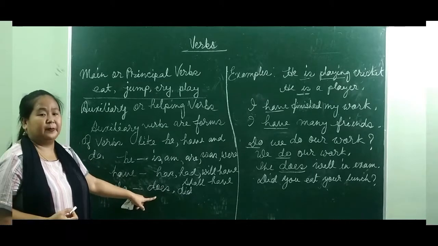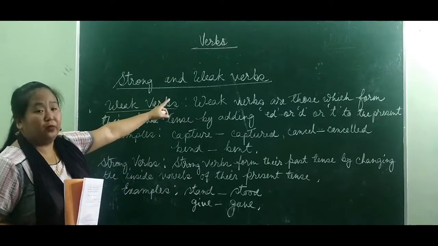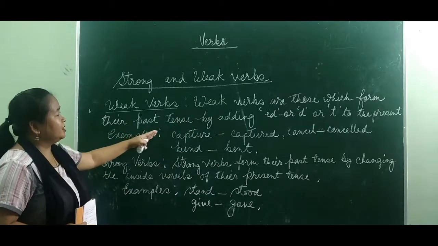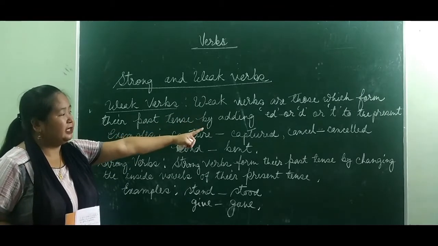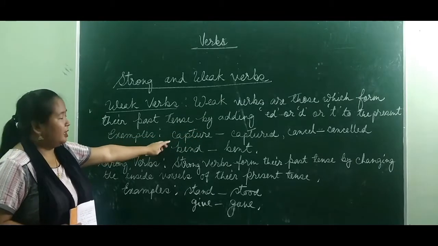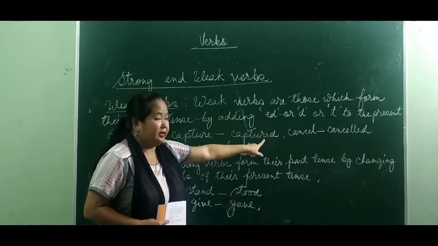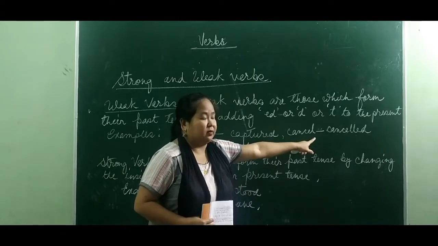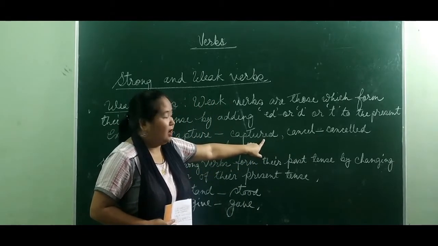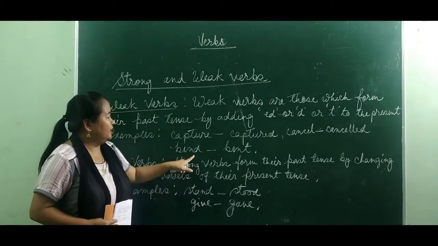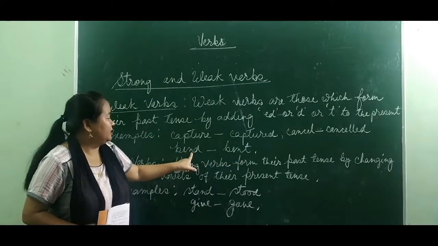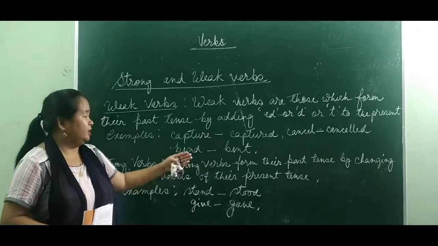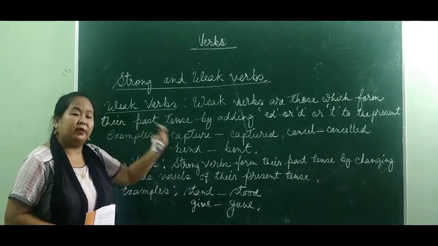Now let us learn what are strong and weak verbs. What are weak verbs? Weak verbs are those which form their past tense by adding ed or d or t to the present form. For example, capture: we add d here to form the past tense. Cancel: we add ed. Here we add only d because it ends in e. Bend: we add t to form its past tense. So weak verbs are verbs to which we add ed, d, or t to form their past tense.